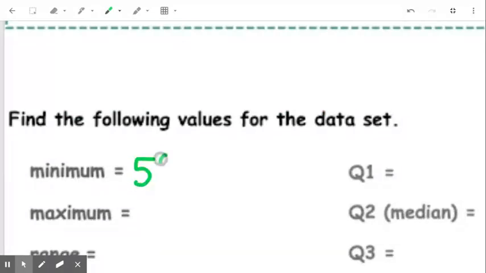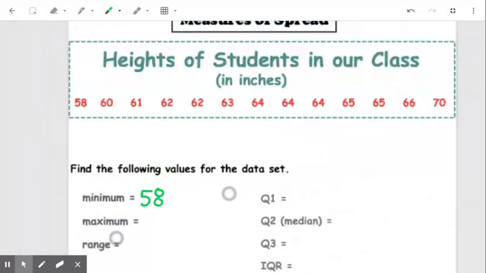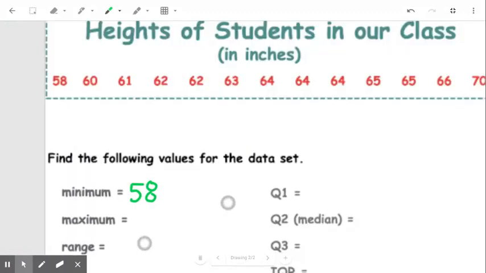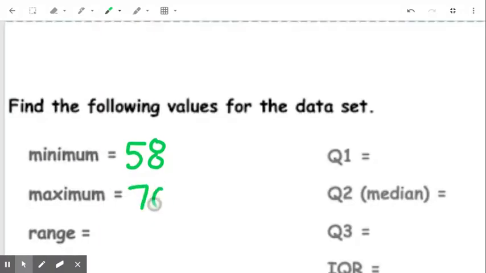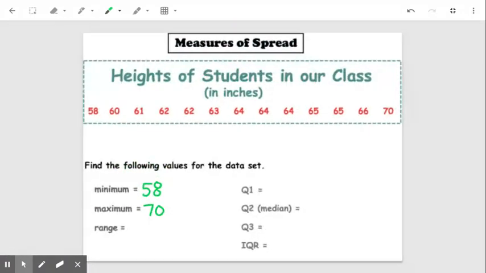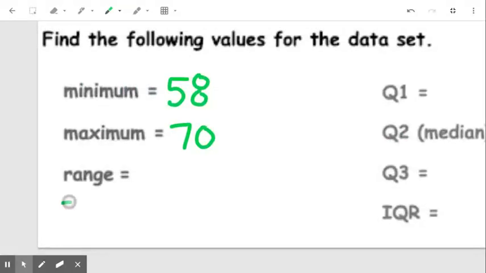The minimum, remember, is the lowest number. So in our case, the minimum would be 50. And I want you to kind of do this with me as we go. The maximum is the very highest, which is 70. And then if I need to find my range, it's always my max minus my min, or my high minus the low. So if I do 70 minus 58, that would give me 12 for my range.